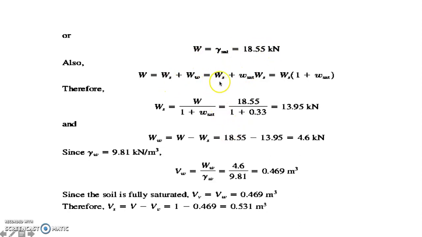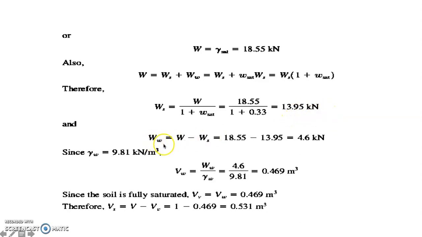So basically, from there, this can also be expressed as the weight of the solid plus moisture content multiplied by the weight of the solid. So this one is equal to the weight of the water. And you can have this expression: weight of the solid is equal to the quantity of 1 plus saturated unit weight. So using this expression, we can have this derivation wherein the weight of the solid is equal to total weight all over 1 plus moisture content. Then you substitute the given values and you obtain that the weight of the solid is 13.95 kilonewton.